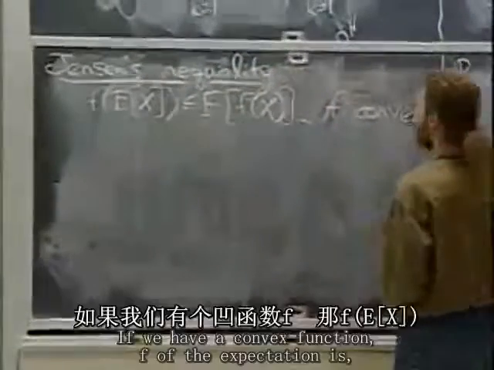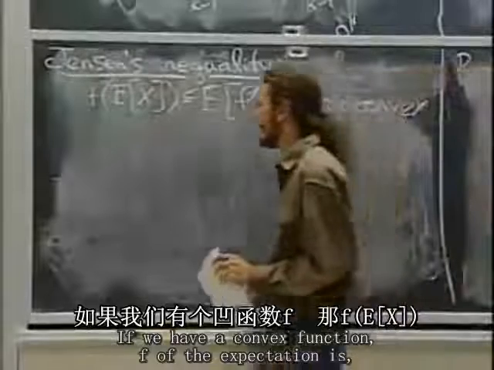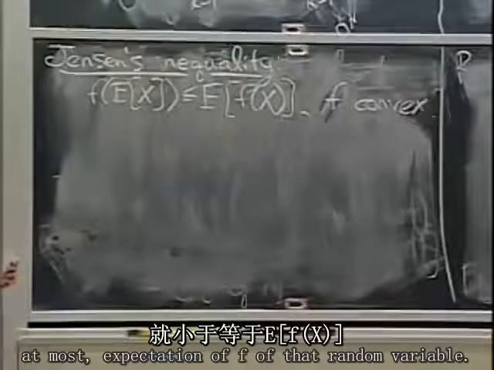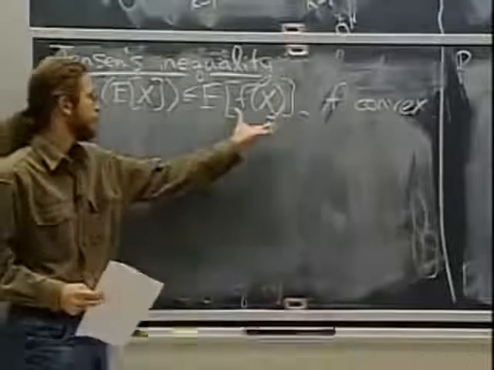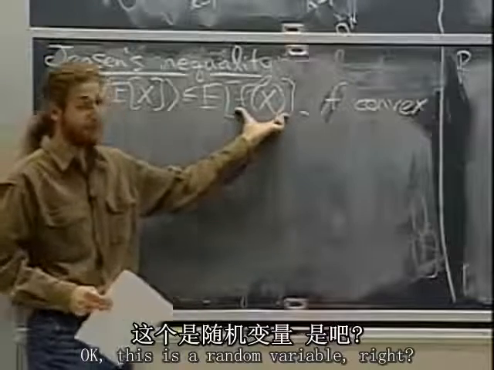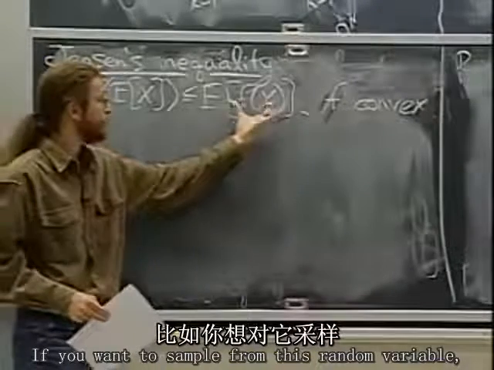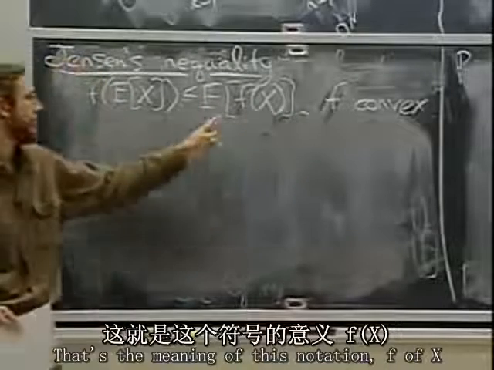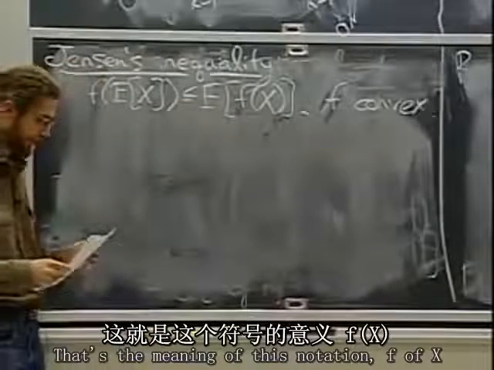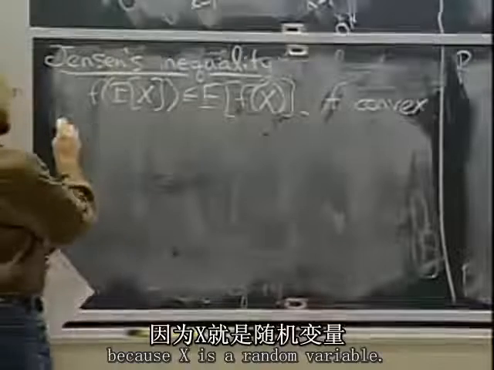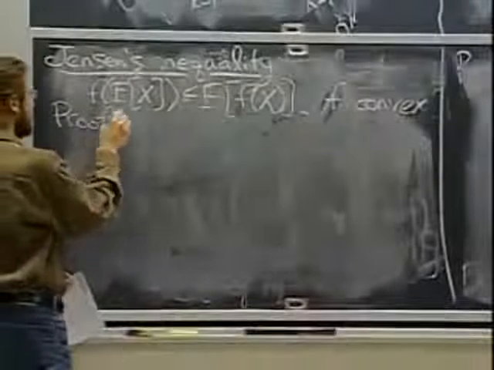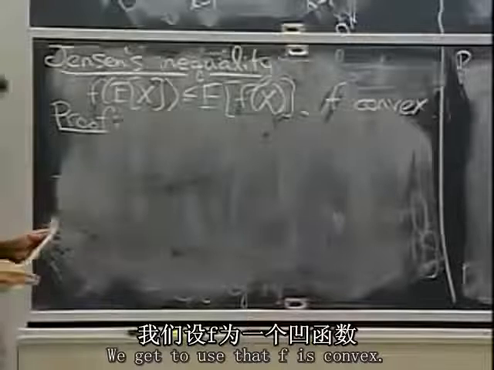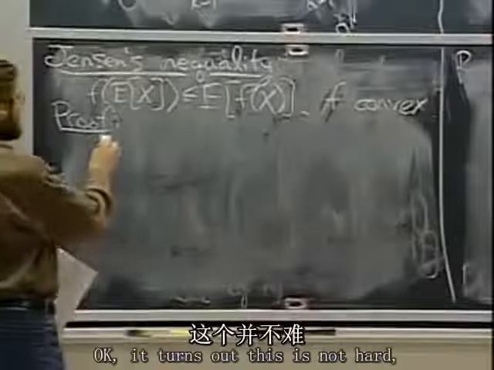If we have a convex function, f of the expectation is at most the expectation of f of that random variable. This means that f of x is a random variable. If you want to sample from it, you sample from x, then you apply f to it. That's the meaning of this notation f of x, because x is a random variable. We get to use that f is convex. It turns out this is not hard.